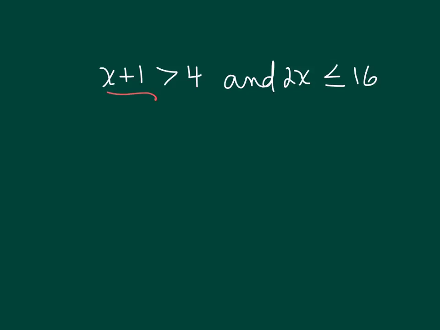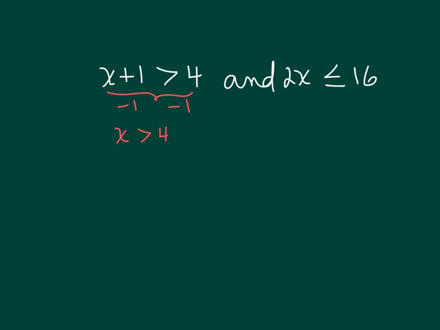So now let's look at a problem that says to solve for x plus 1 is greater than 4 and 2x is less than or equal to 16. So I'm going to look at these individually. I'm going to start with this one, and I'm going to use red. I'm going to subtract 1 on both sides, and I'm going to have that x is greater than 4.